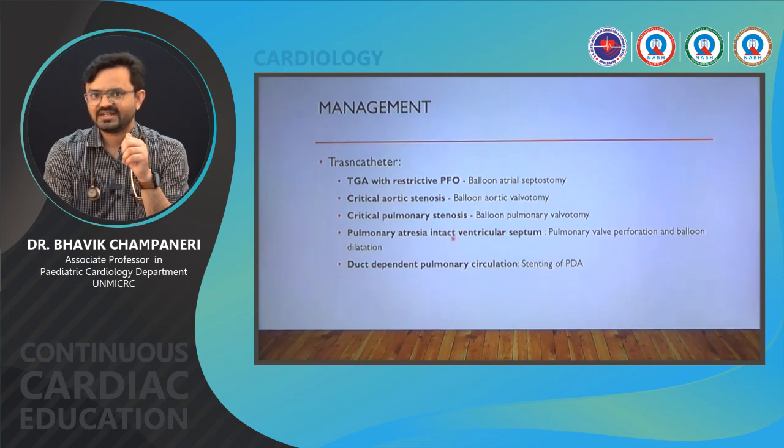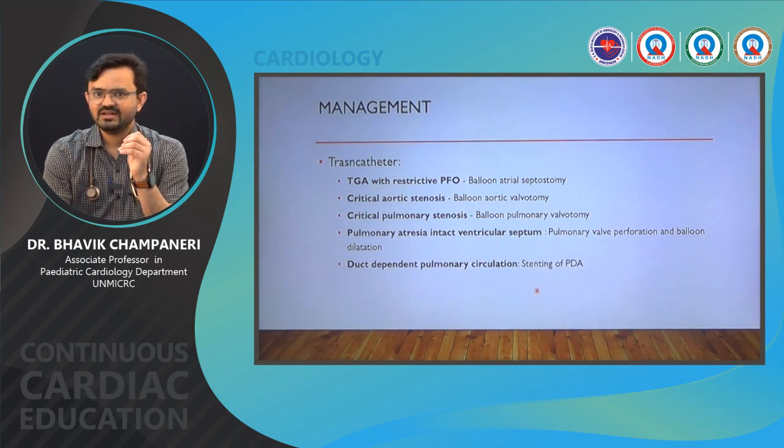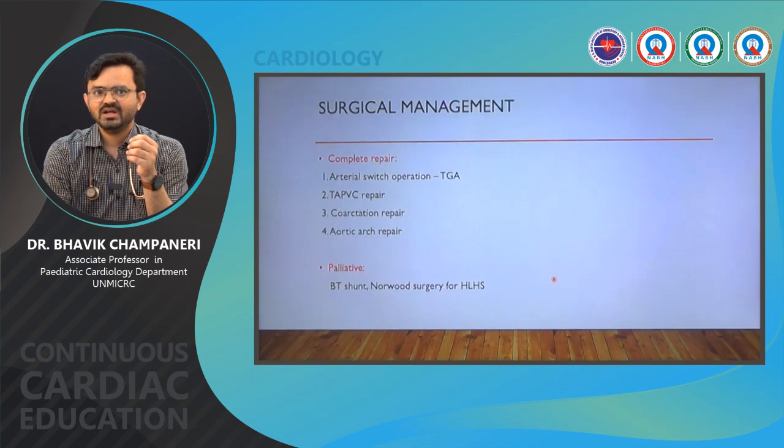Pulmonary atresia with intact IVS can go for pulmonary valve perforation with balloon dilatation, and if needed can undergo PDA stenting in addition. Duct dependent pulmonary circulation can be stented. PDA can be stented, and we can maintain the patency of PDA, and we can stop prostaglandin infusion.